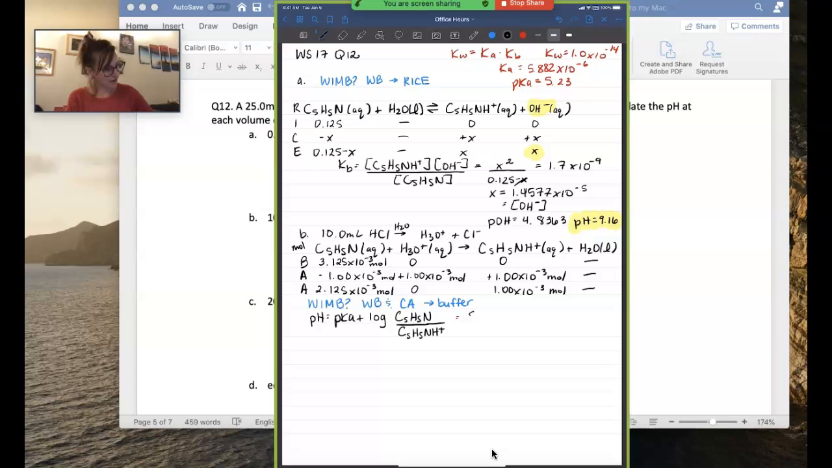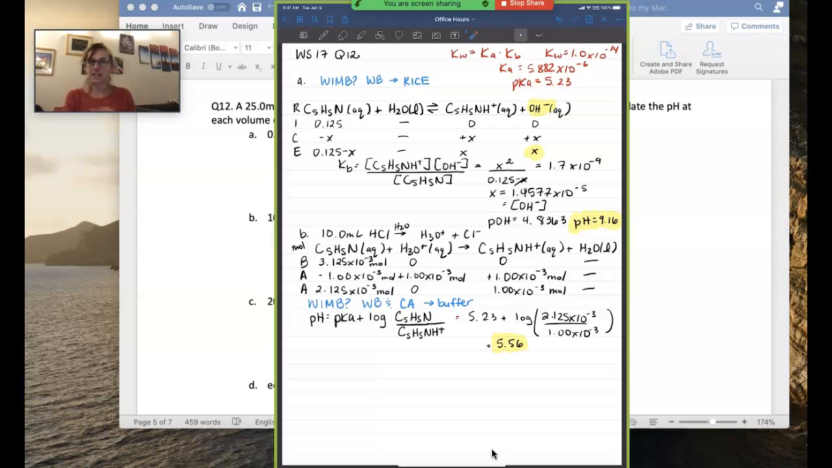So we're equal to 5.23 plus the log of 2.125 times 10 to the negative third over 1 times 10 to the negative third. And when you plug that in, you should get 5.56 for the pH. And you ask yourself, well, does this make sense? It should, because we're seeing that the pH is getting more acidic, and we have indeed added a strong acid to the solution. So it is as expected.